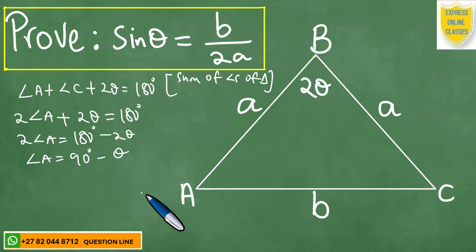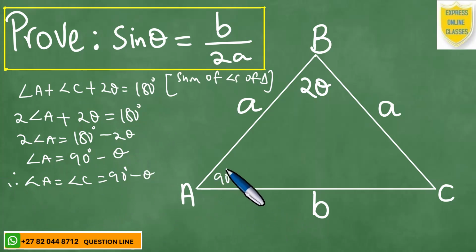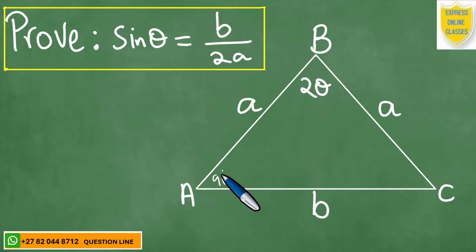Right, so it means therefore that the angle A equals the angle C equals 90 degrees minus theta. So here you can put 90 degrees minus theta, but also here you can put 90 degrees minus theta as well. And so we actually have transformed the triangle to a triangle with the two base angles determined in terms of their magnitudes. So this is 90 degrees minus theta, but also this is 90 degrees minus theta there.